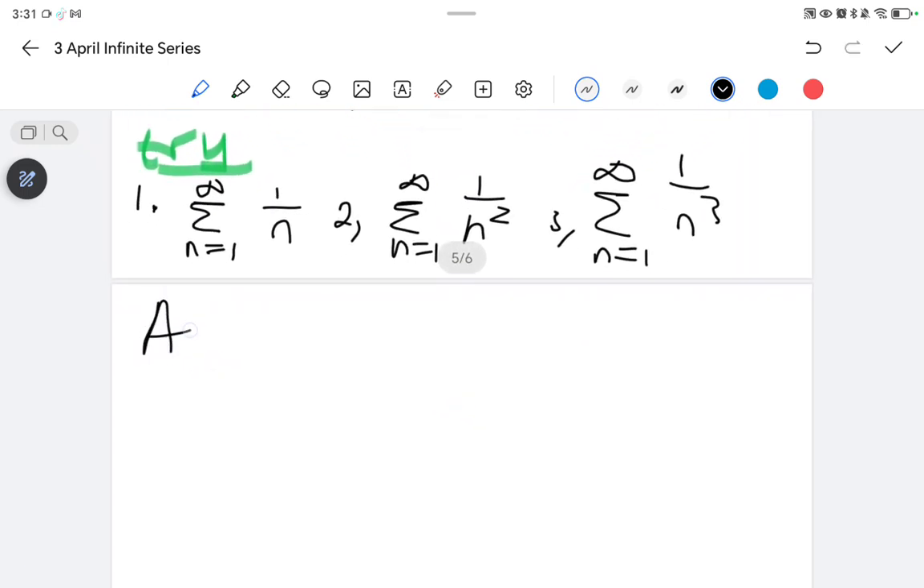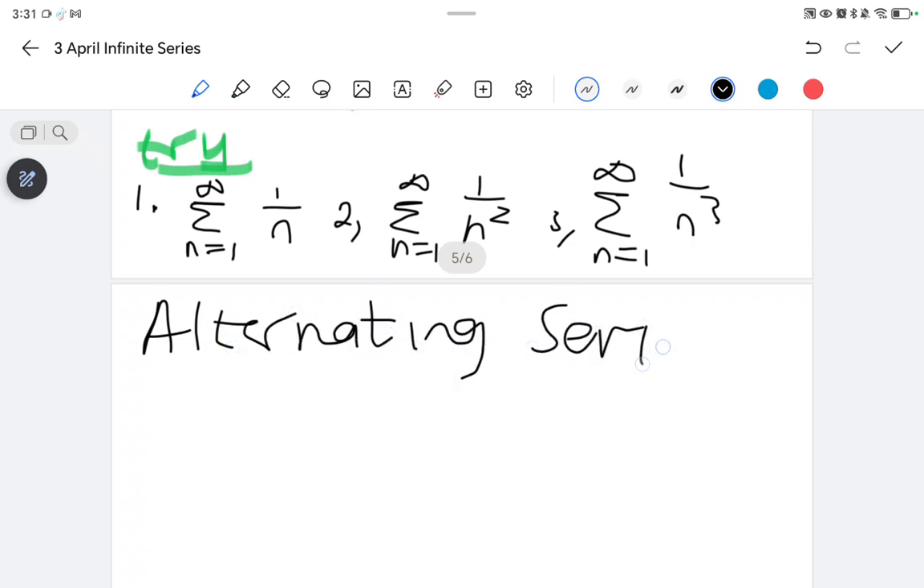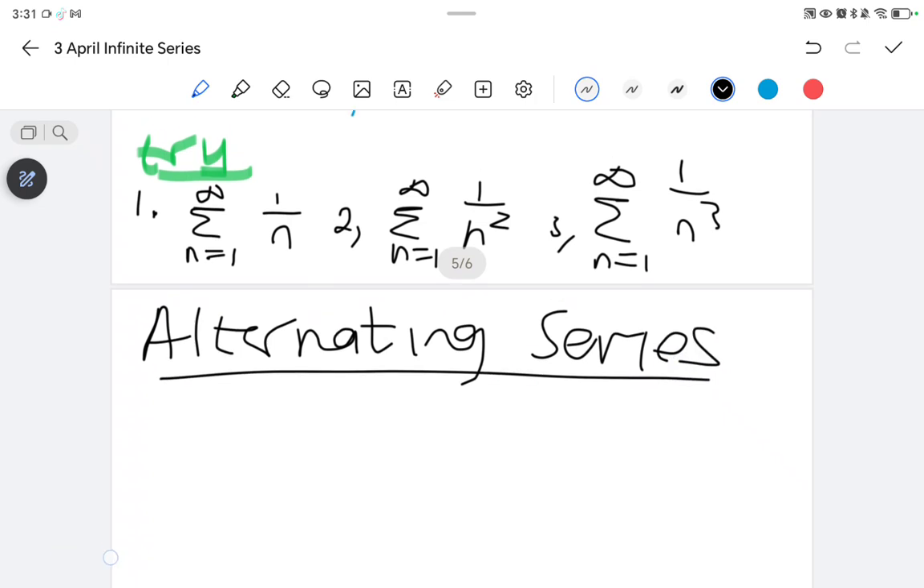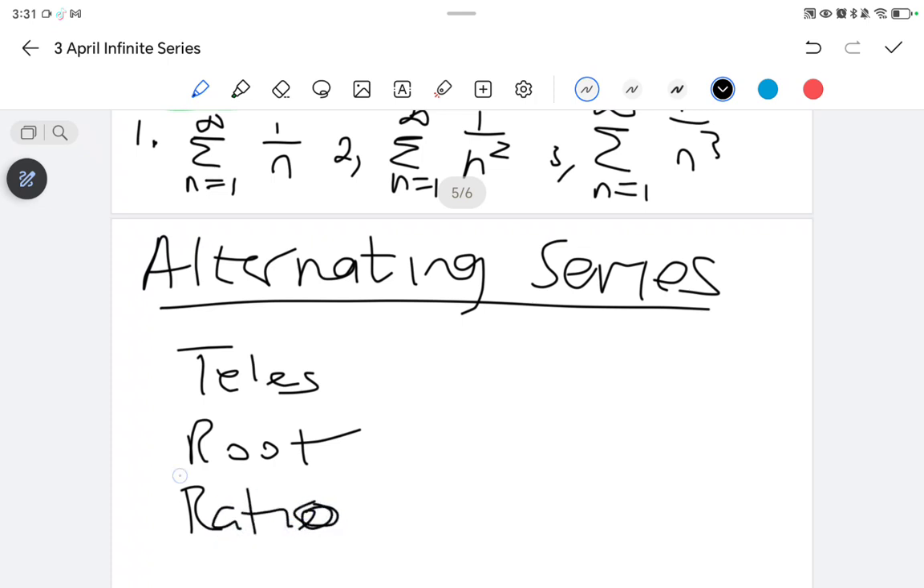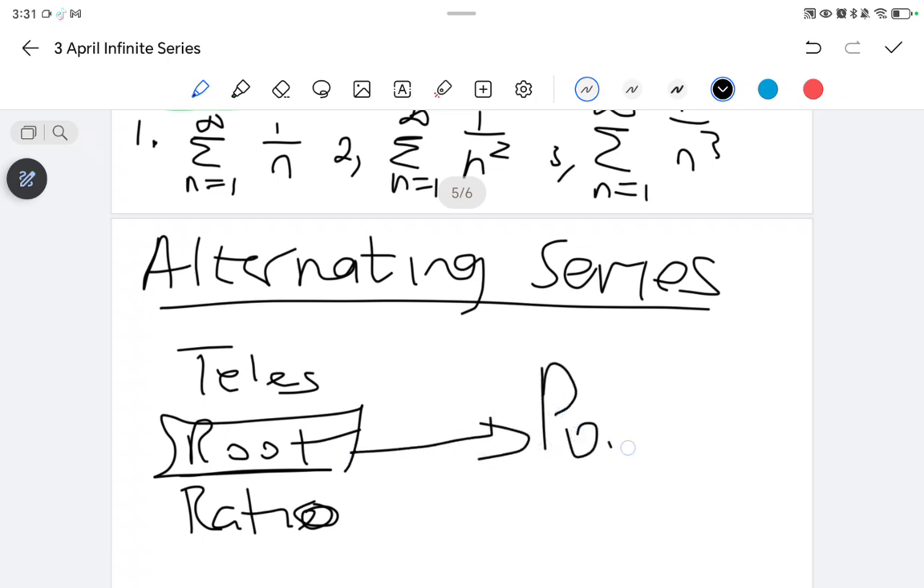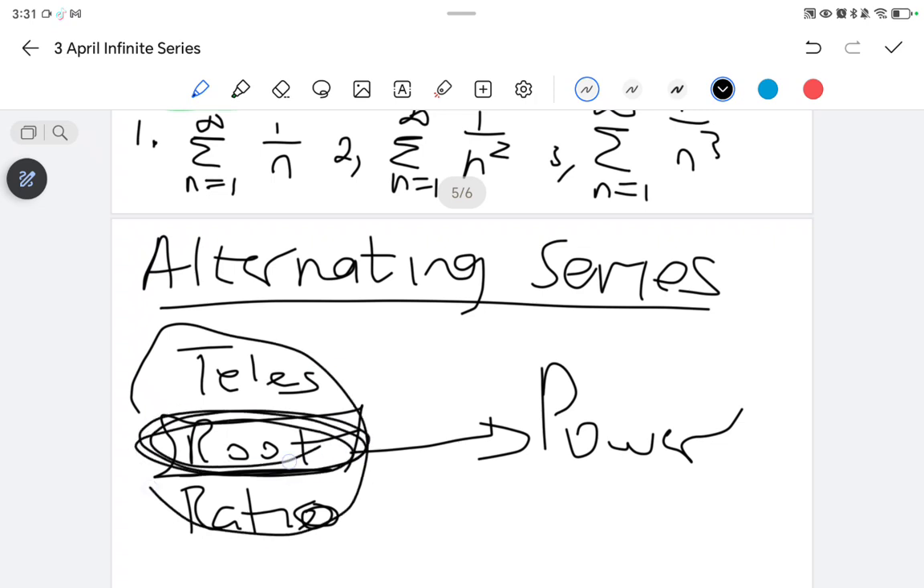Now let's come to alternating series. Next time when we come, we're covering the ones like telescoping series, root test, and ratio test. Then with the root test, we're going to cover it. But Saturday we are starting with power series, right? So this one we'll see when we're going to cover them. But this one is the most special case. We're going to be discussing the absolute convergence and also the conditional convergence.